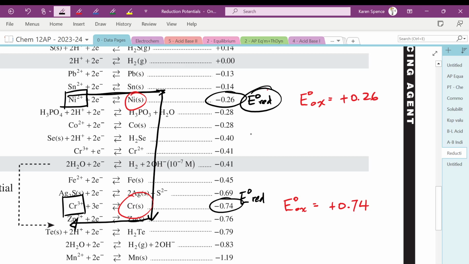So in our example, we had E0 cell equals E0 reduction at the cathode minus E0 oxidation at the, or no, sorry, E0 reduction at the anode. My apologies.